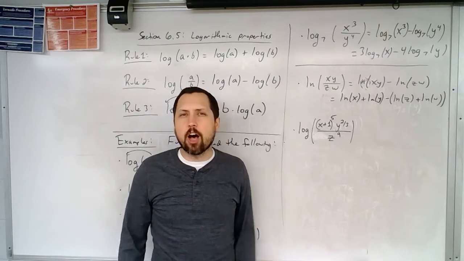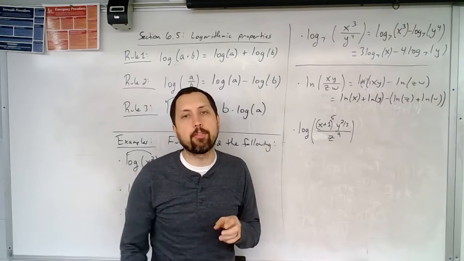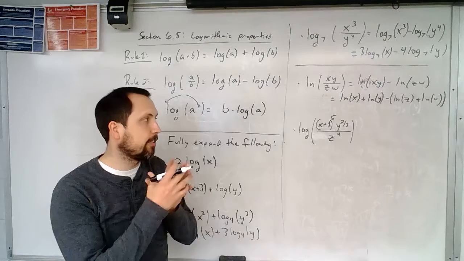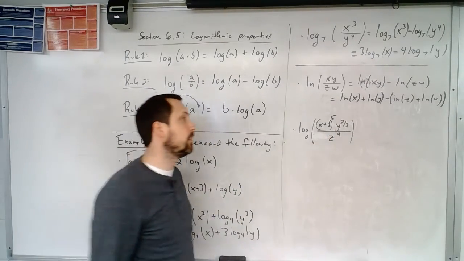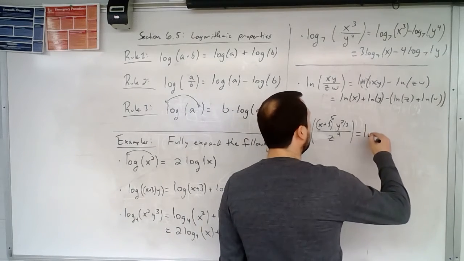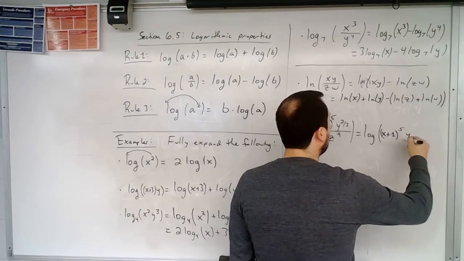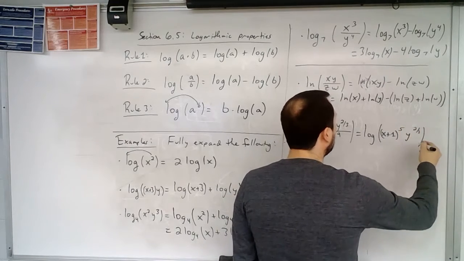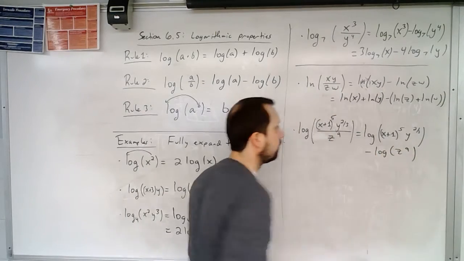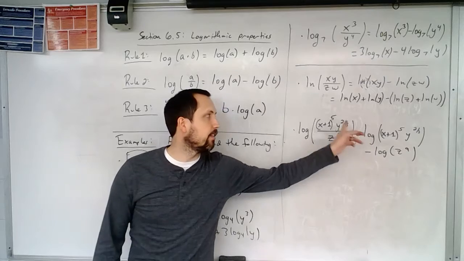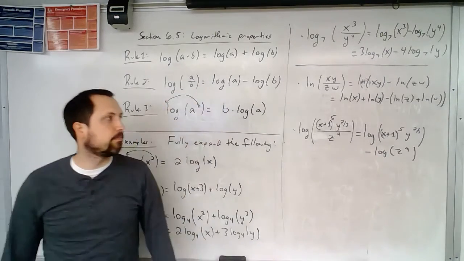So this last one, this ugliest looking one, if you can feel good about this one, you should feel good about these properties and expanding these. I look, and the first thing I'm going to do is division. I'm going to do log of x plus 1 raised to the 5th times y to the 2/3 minus log of z to the 9th. So I have the top is the first one, and then I subtract off the bottom.